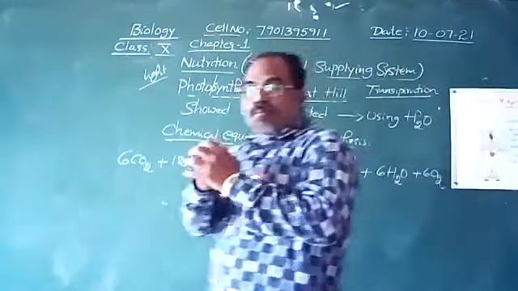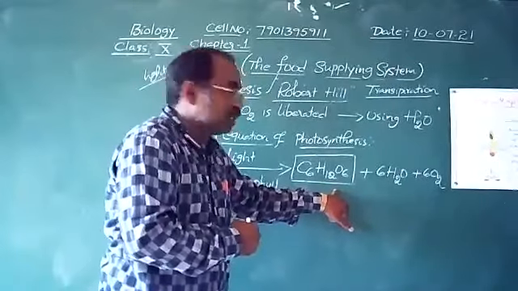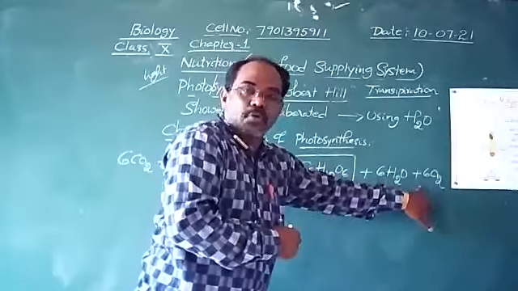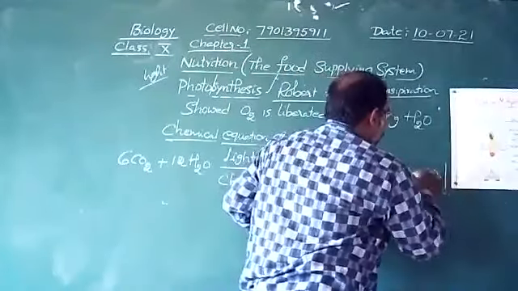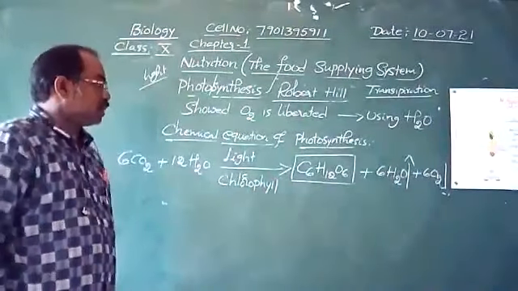combine together in the form of glucose, C6H12O6, plus water, 6H2O, plus 6O2. This is the chemical equation of photosynthesis.